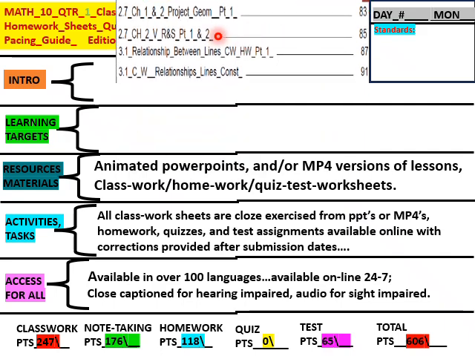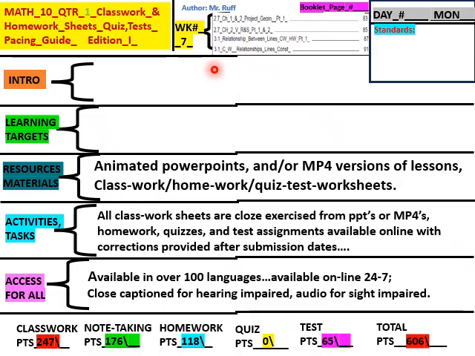Here are our lessons for Week 7: 2.7 Chapter 1 and 2 project for geometry, a geometry project part 1, and 2.7 Chapter 2 review and summary, parts 1 and 2. We go over that, and then after we take our test, we go into Chapter 3, 3.1, relationships between lines, classwork and homework part 1, and 3.1 classwork on relationships between lines, construction. We have a construction lesson as well, and then here's our Chapter 2 test that we do in Week 7.